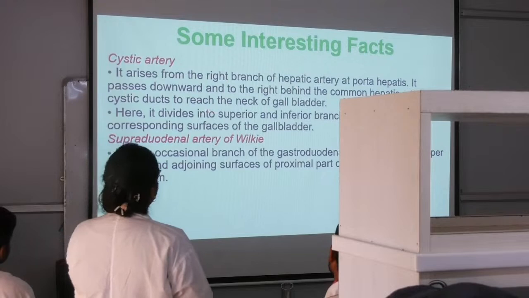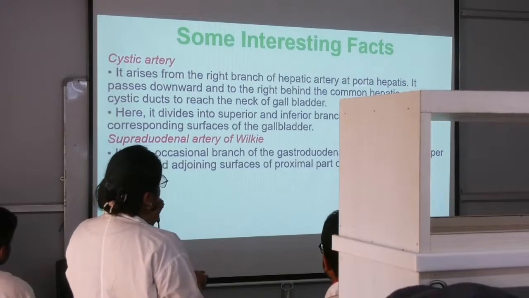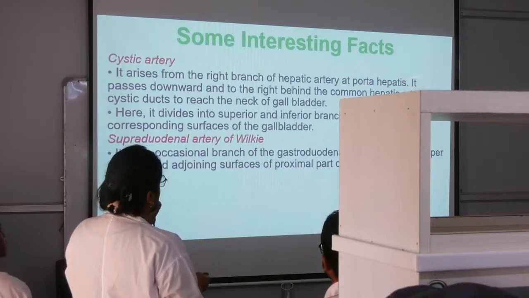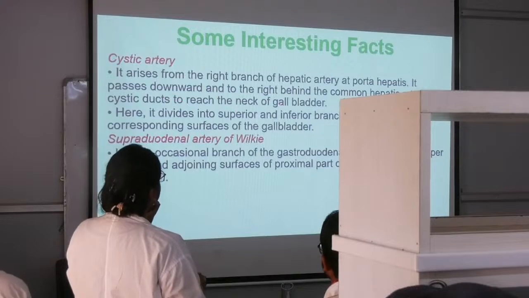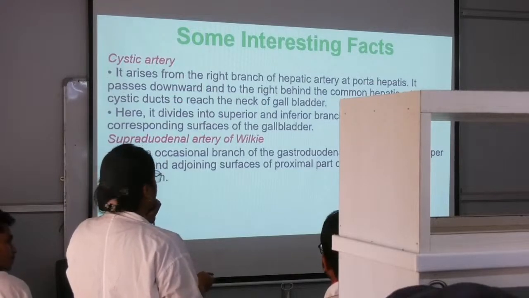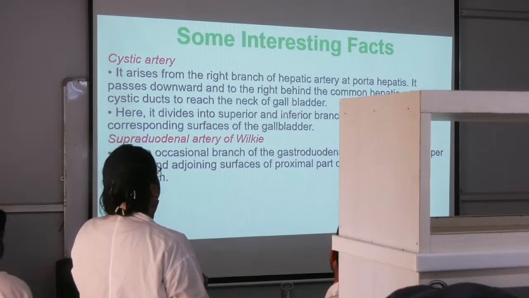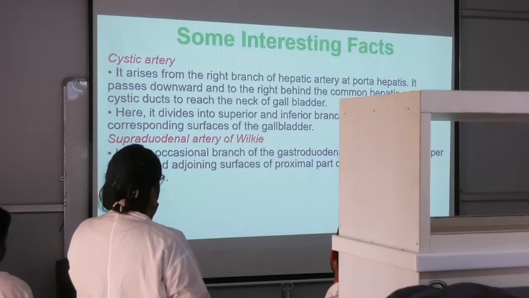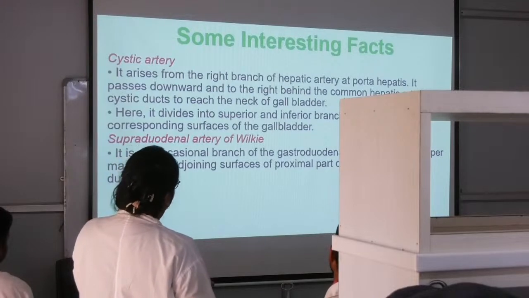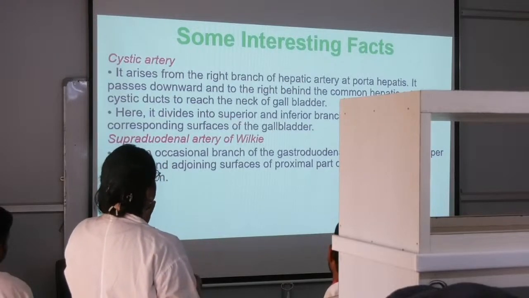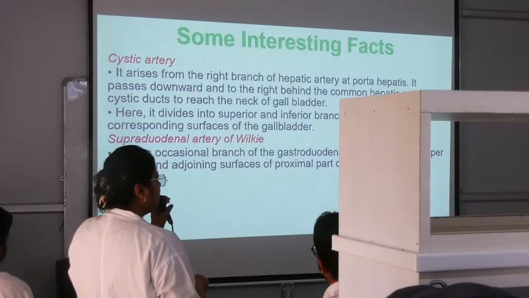Next is cystic artery. It arises from the right branch of the hepatic artery at the porta hepatis and passes downward and to the right behind the common hepatic duct and cystic duct to reach the neck of the gallbladder. And here it divides into superior and inferior branches to supply the corresponding surfaces of the gallbladder.